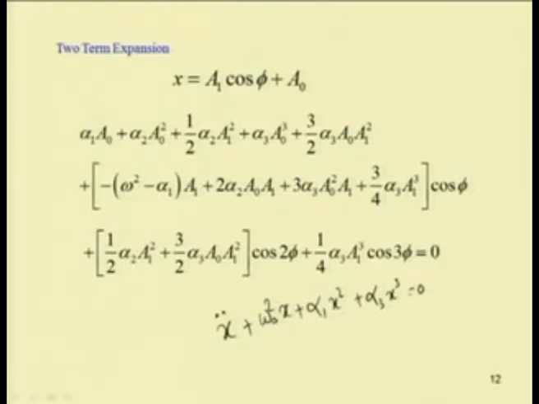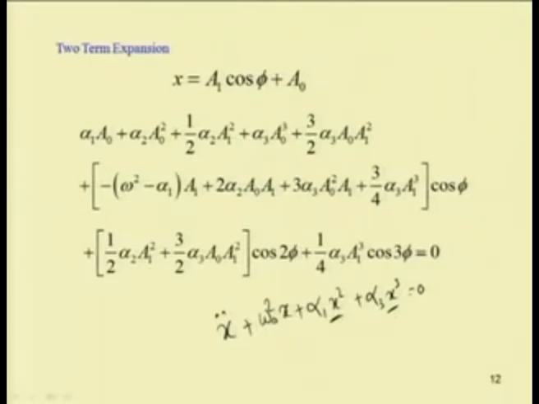Here we have to expand the term x square. For this it will be a 1 square cos square phi plus a 0 square plus 2 a 0 a 1 cos phi. For x cube also we have to expand: a 1 cos phi plus a 0, whole cube. So it will be a 0 cube plus a 1 cube cos cube phi plus 3 a 0 a 1 square cos phi plus 3 a 1 square cos square phi into a 0.